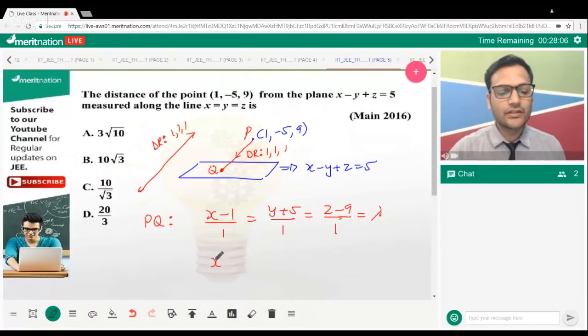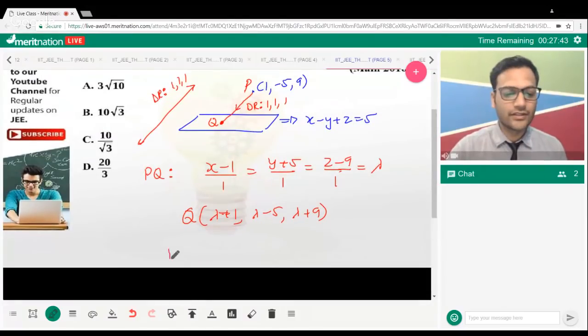So you can get the parametric coordinates of Q, which can be written as lambda plus 1, lambda minus 5, lambda plus 9. And then you know that it lies on this plane, so it will satisfy this equation. Place it over there, you will get your answer. So lambda plus 1 minus lambda minus 5, sorry, plus 5, plus lambda plus 9 is equal to 5. You need to solve for the value of lambda.